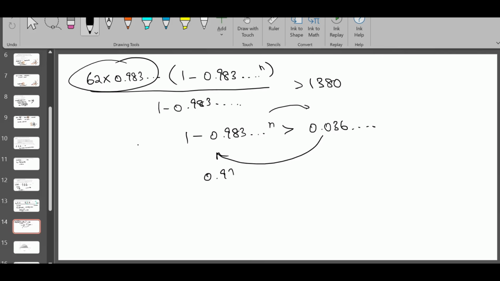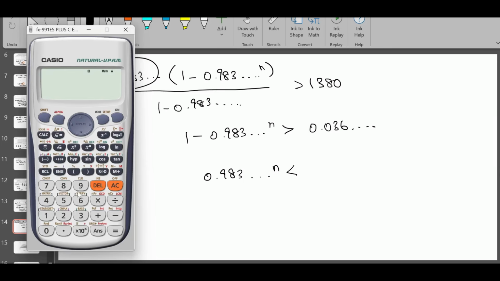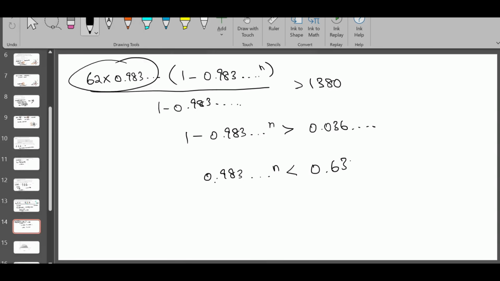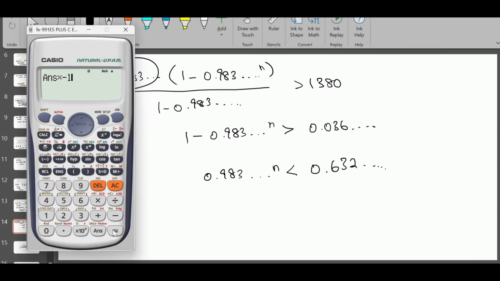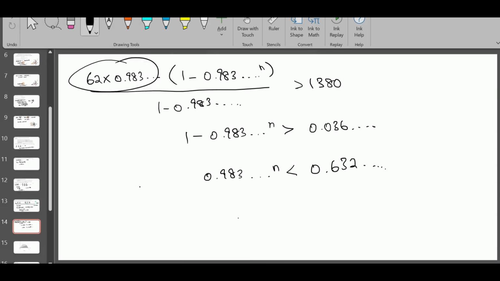You're going to get 0.983... to the power n is less than 1 minus this value. Okay, I think I messed it up here. 1380 times 1 minus b, get this value, divided by 62 times b. Okay, we got this value minus 1 minus actually 0.632... It has to be positive. So I'm going to store this value c. Take logarithm both sides.